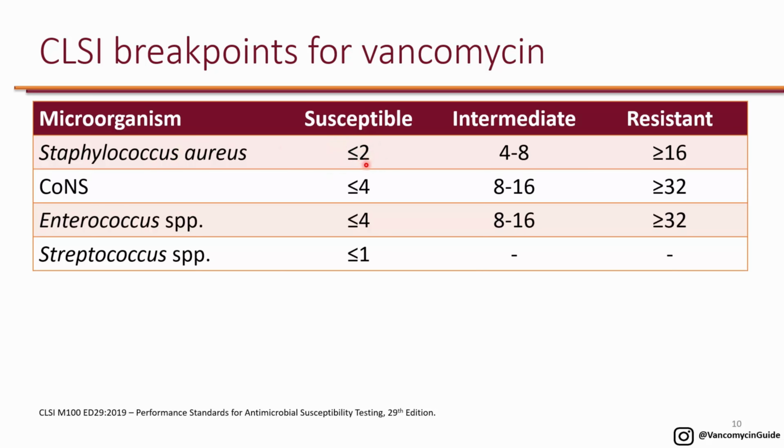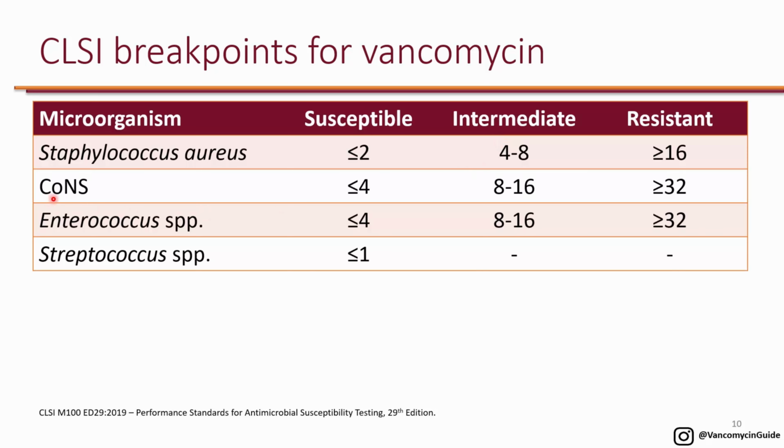So an MIC of 2 or less is considered susceptible. For example, if we send a sample to the microlab and they determine that the MIC is 0.5 for Staphylococcus aureus, then we would say that because it's less than or equal to 2, it's considered susceptible. Whereas if that MIC comes back from the lab and it's actually 4, then we say 4 and 8 are considered intermediate. So that's how you would interpret it.